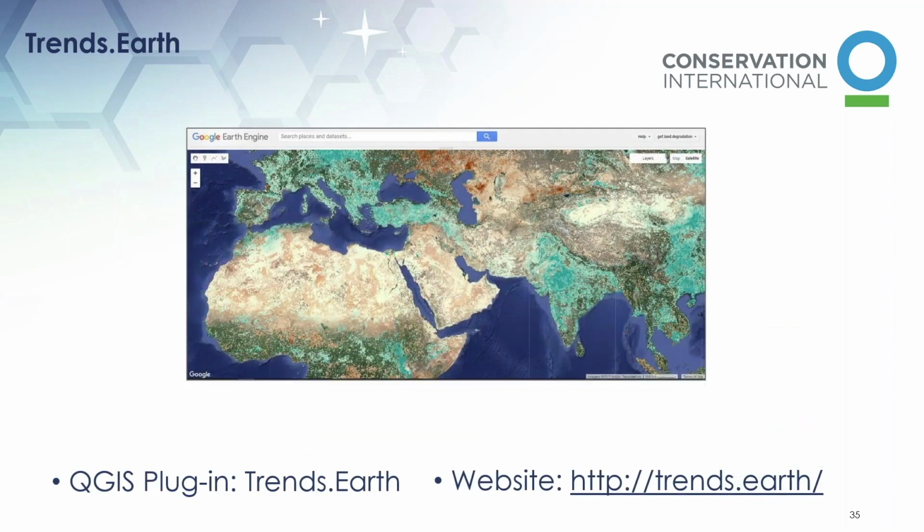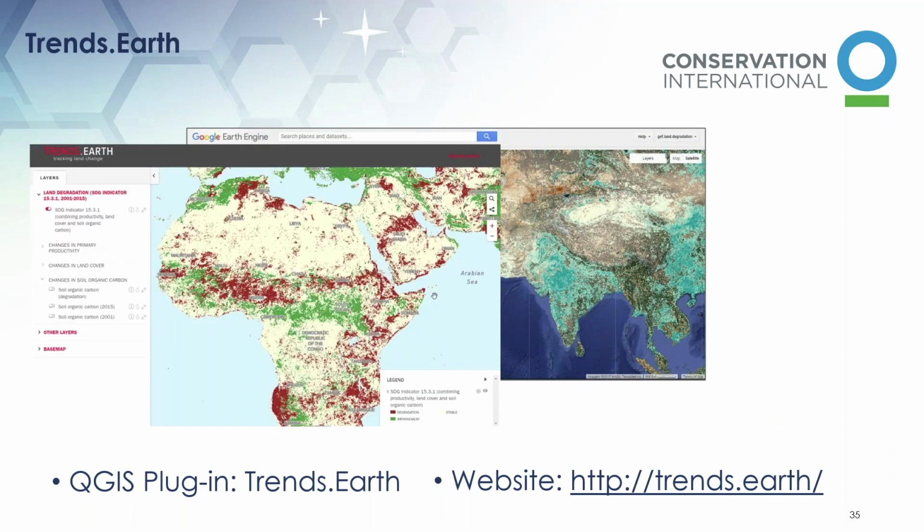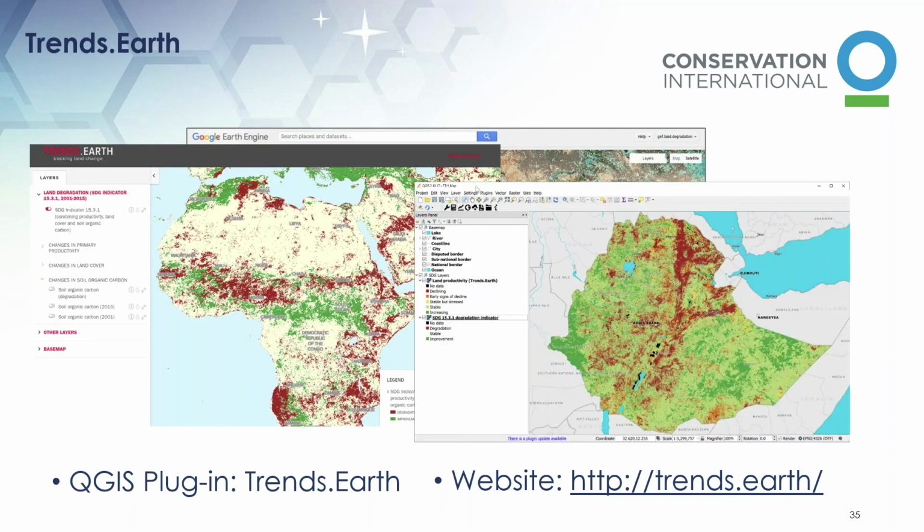So that was just one example of the use of Trends.Earth, but there are many others like urban mapping, as well as looking at land degradation through the website, as well as through the use of QGIS. One thing to note is that I don't believe that Trends.Earth works for the most recent version of QGIS. You might have to double check the version of QGIS that it works with if you're interested in downloading this plugin. So the website is shown here as well.